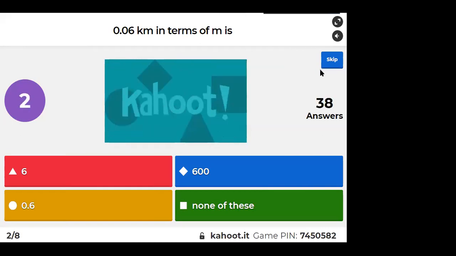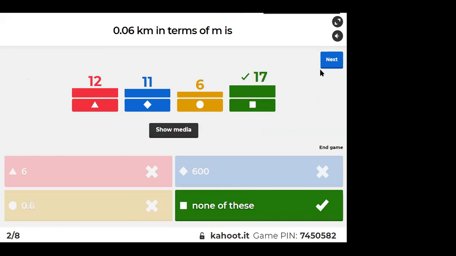Think about it. Everyone, quick. Only 17. None of these. Yes, right? Hannah. See, sir, 1 kilometer is equal to 1000 meter. So if you have to convert kilometer into meter, you have to multiply by what? 1000. So 0.06 kilometer is equal to 6 by 100 kilometer, which is 6 by 100 into 1000 meter. Anyone have any doubt?